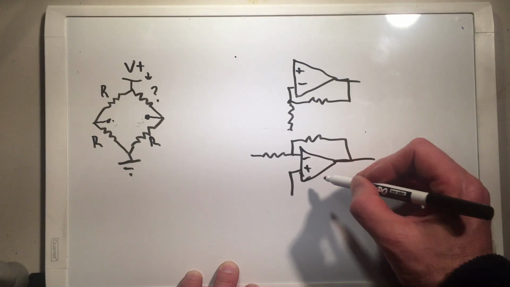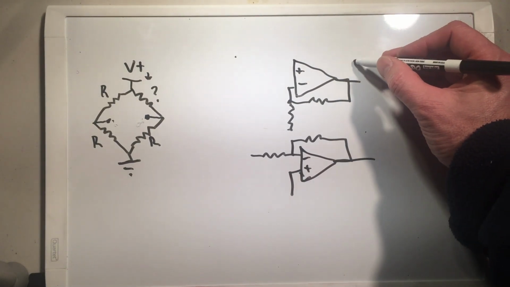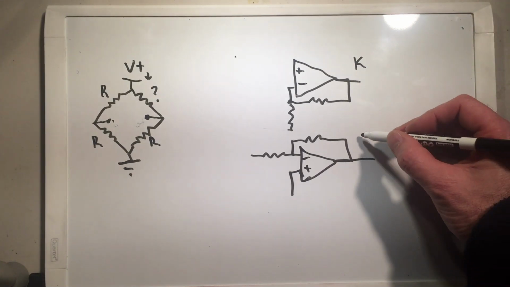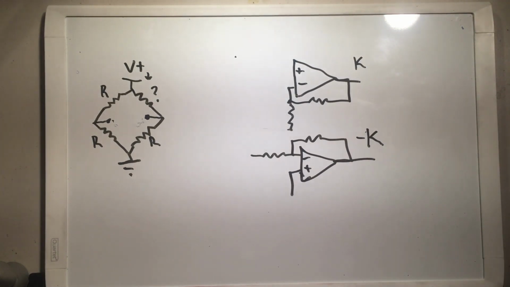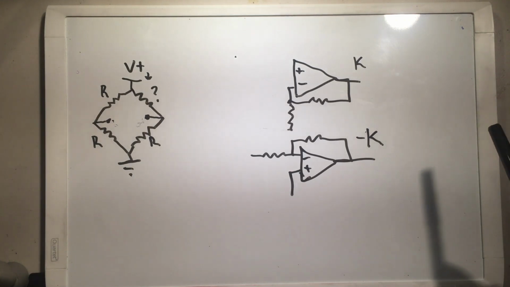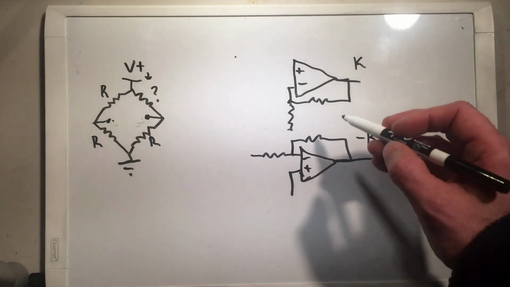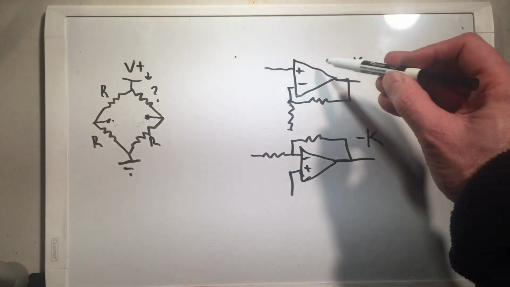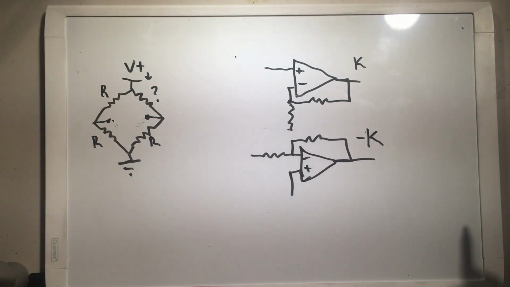So if we're trying to get a difference of something, and we know that the output of this is going to be some positive gain, and this is going to be some negative gain. And we know that with superposition, because these are linear circuits, if we could somehow combine the circuits, where we get a positive gain coming out of this amplifier and negative gain coming out of this amplifier, then we could measure a difference, or we could amplify a difference.